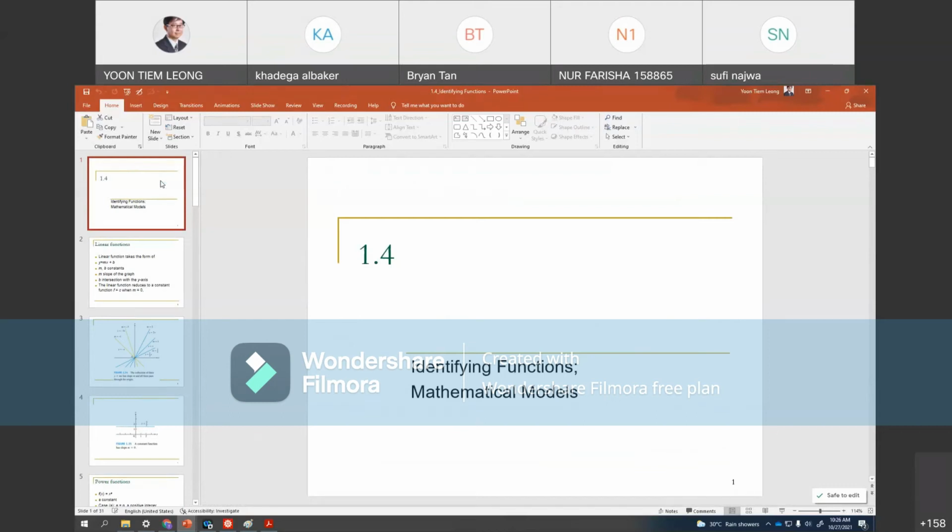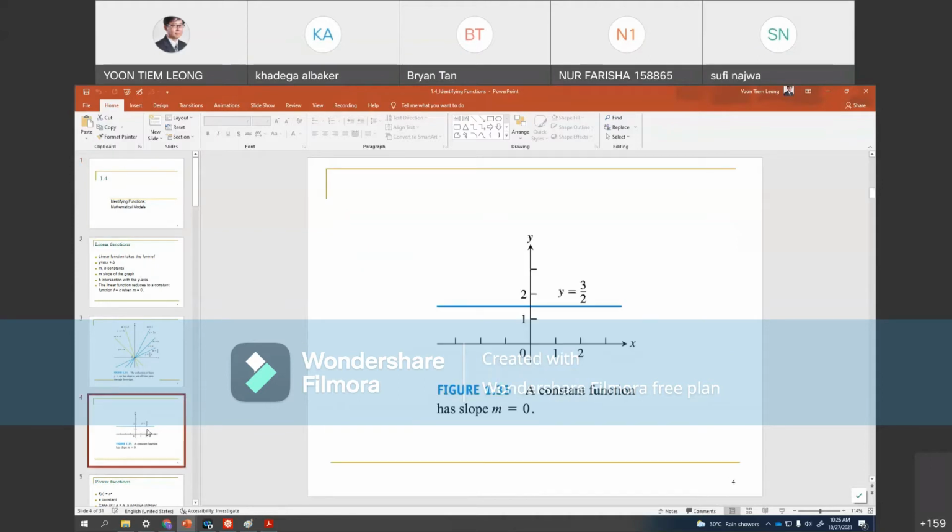Section 1.4, we are going to give you a very general introduction of the types of functions that we are going to see. You have actually seen many types of function before in your secondary school. The simplest function you can think of is a constant function that looks like this, just a function given by the formula y equals 3/2.